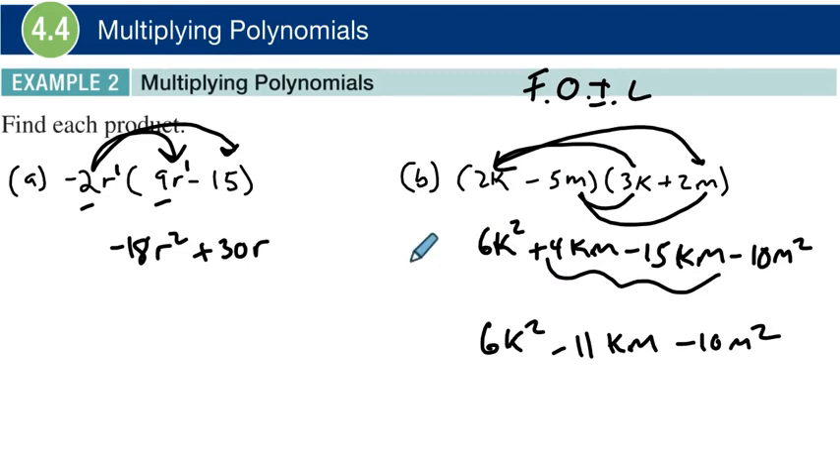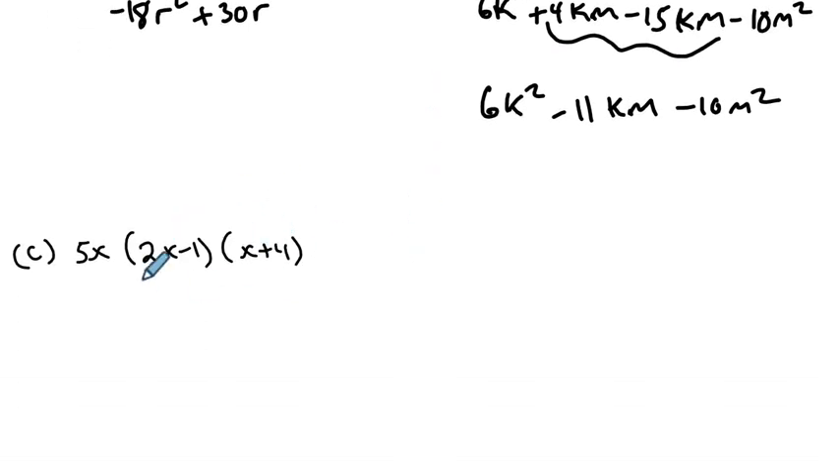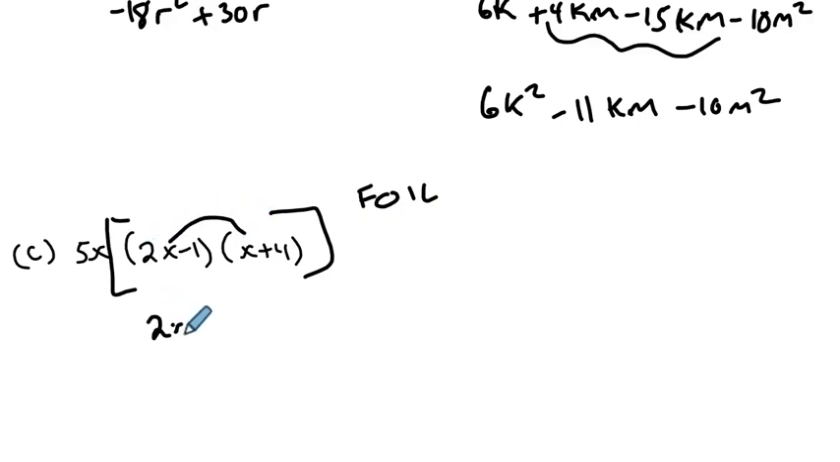Great. And now for problem C, very similarly to what we did up here for problem B, we want to first multiply our binomials. Let's go ahead and do that, and then we'll worry about that 5x and distribute it in. Let's just do the FOIL method again. I'm going to do my first terms, and that's going to give me 2x squared. 2x times x is 2x squared, and then 2x times 4 is an 8x. Negative 1 times x is a negative x, and negative 1 times 4 is a negative 4.